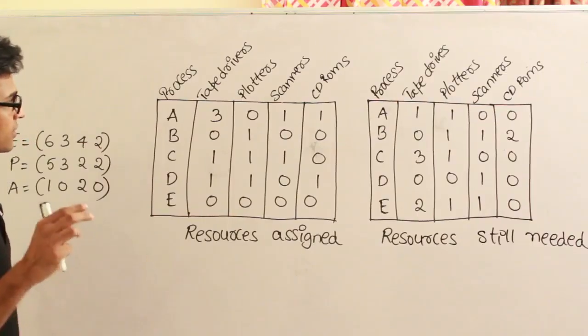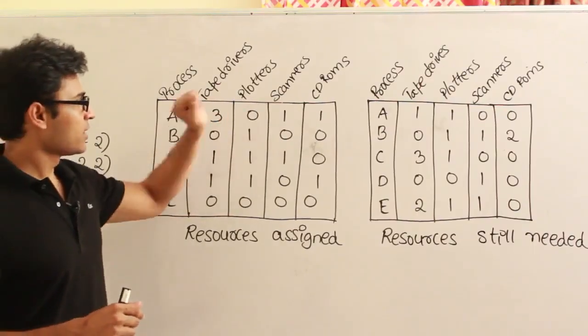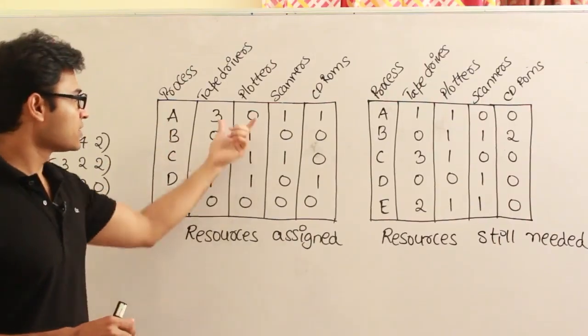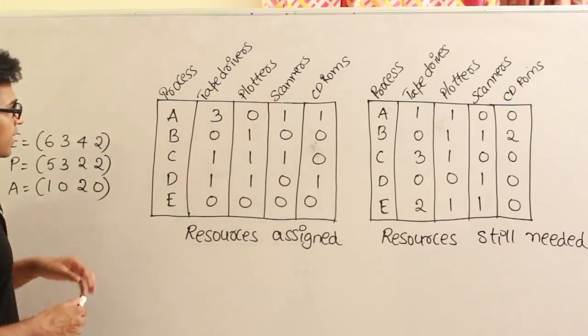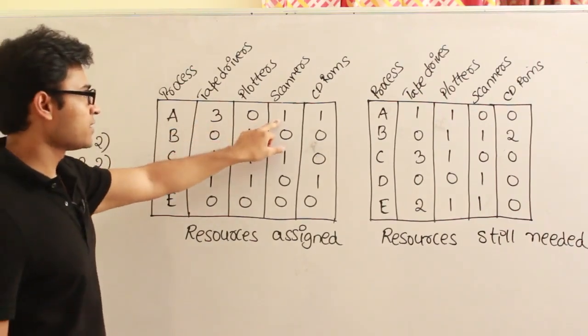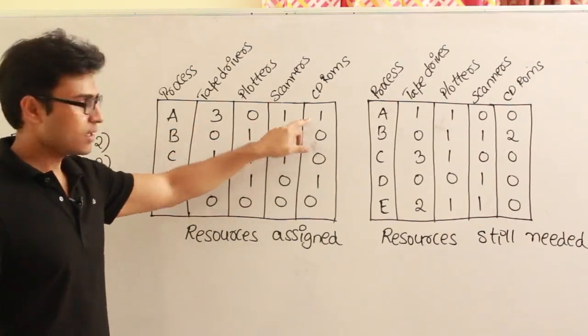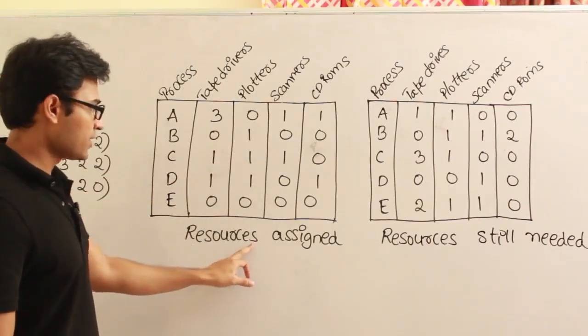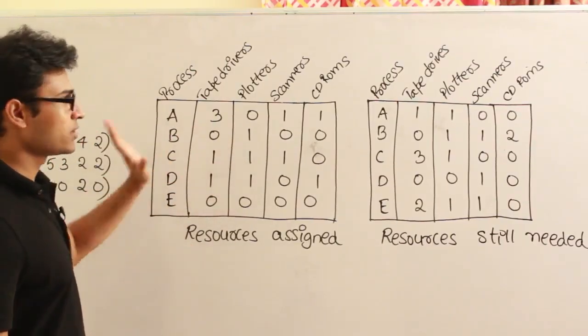So the system has 4 resources and 5 processes, and the resources are assigned to the processes like this. For process A, 3 tape drives are assigned, 1 scanner is assigned, and 1 CD-ROM is assigned. So this matrix will show you how many resources are assigned to each process, right? That is what is given.